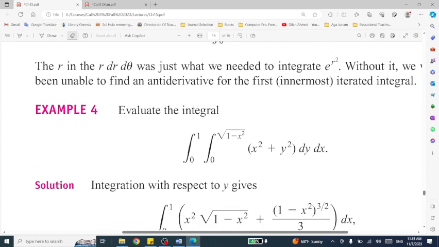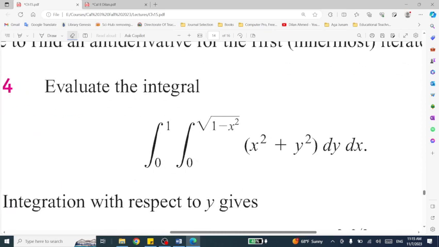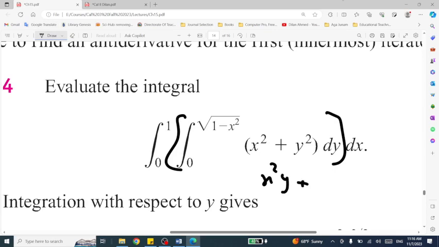And if you are looking at it, it's easy. I check it. I set x, y, x square y. First example, first one. I say it is equal to x square y plus y triple over 3, from 0 to 1 minus x square. Am I right? And what is it equal to if I substitute it?